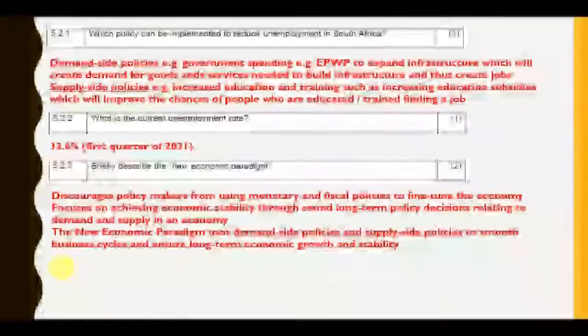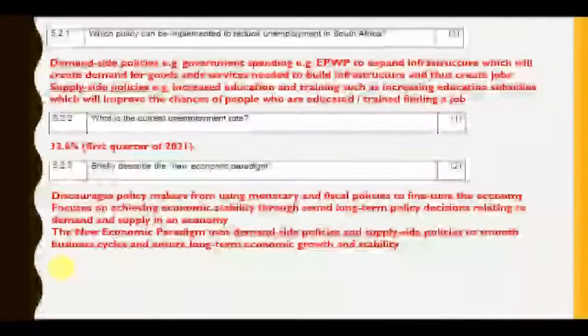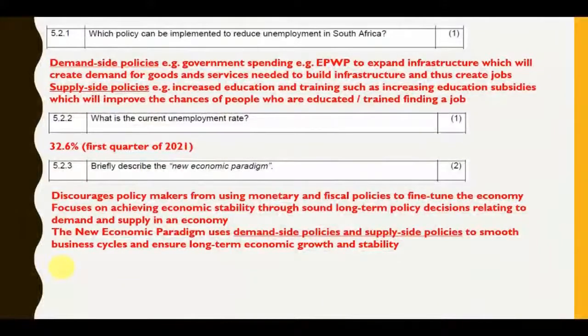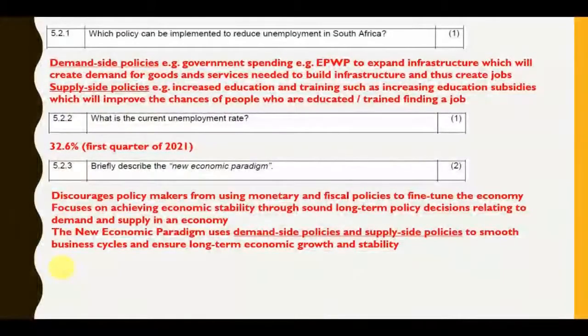Because supply is slow at catching up to increases in demand. And when demand is greater than supply, we have shortages. And that leads to producers putting their prices up, which leads to inflation. So what is the solution, grade 12? The solution is our supply side policies. So we put policies in place that can help businesses and governments to increase supply of goods and services so that we can have the increased demand from demand side policies without the inflation.